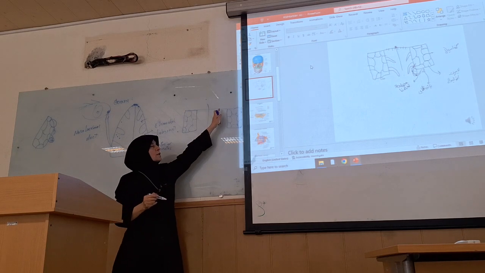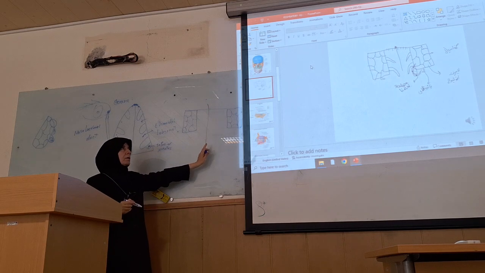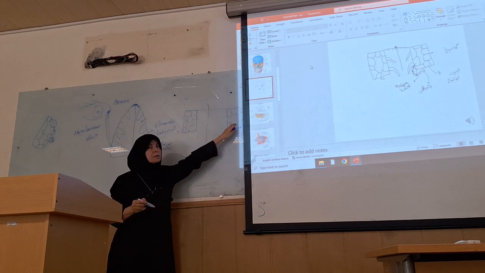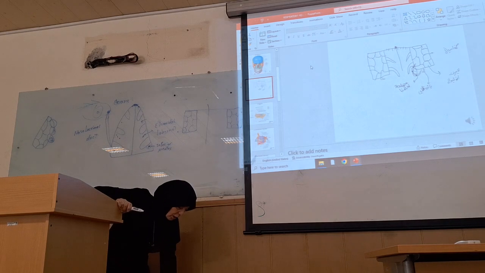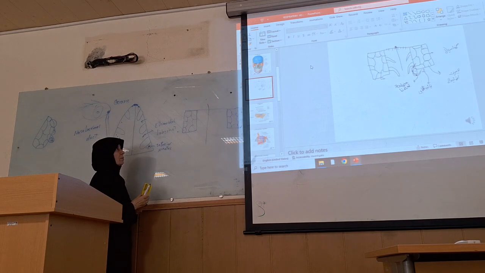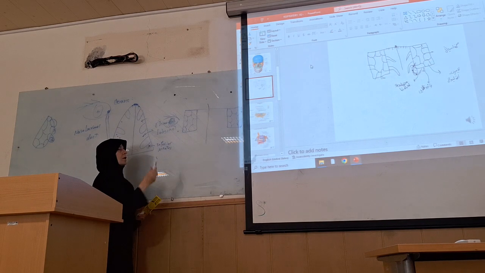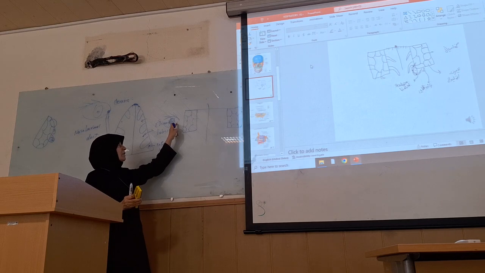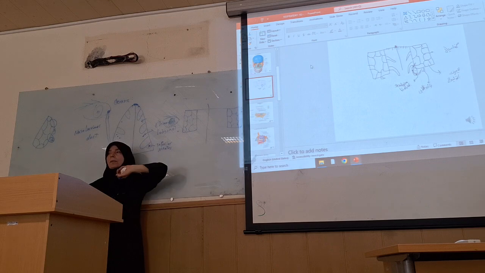Here is the horizontal plate, perpendicular plate. What's the name of these two boxes? Ethmoidal labyrinth. If you notice, lateral to the ethmoidal labyrinth here, you can find the orbit. So the medial surface of the orbit is the lateral surface of the ethmoidal labyrinth.